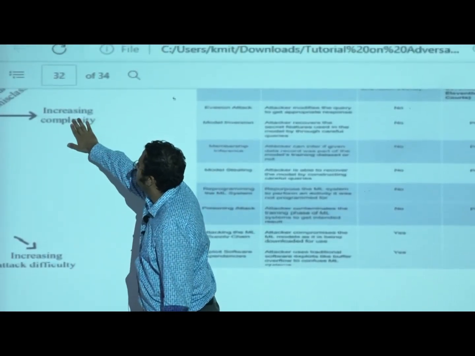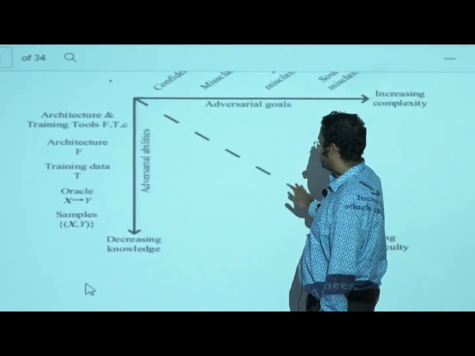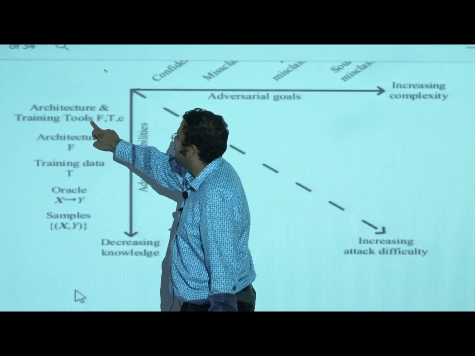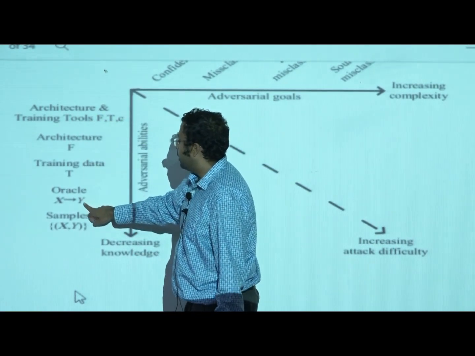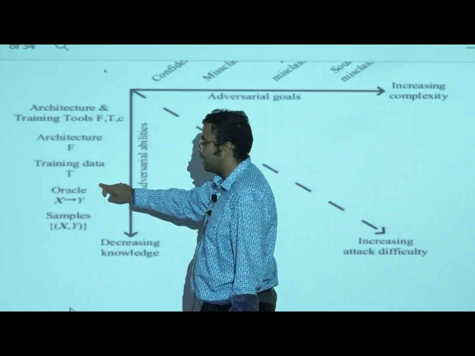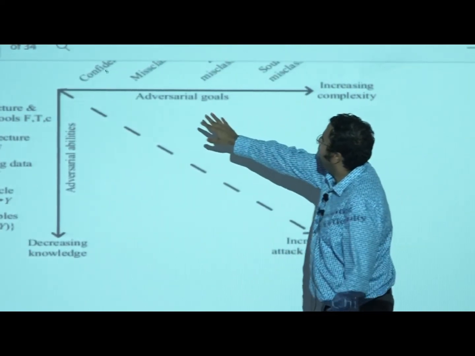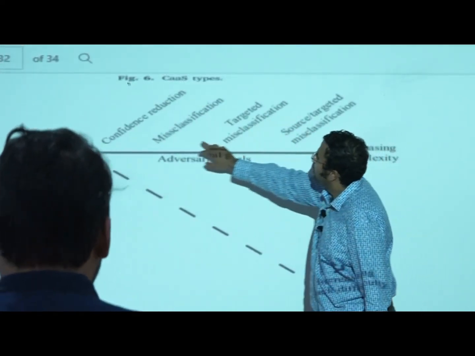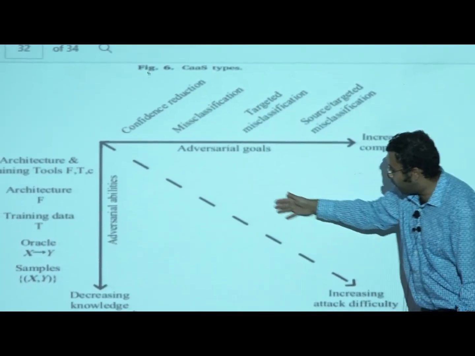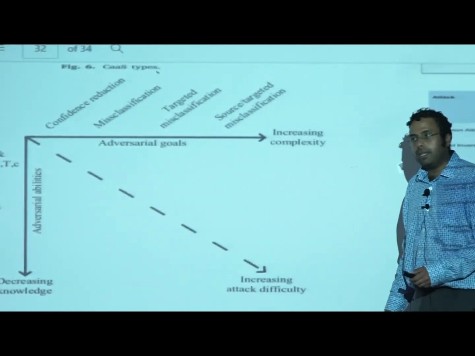Or this one please. Or you can look at the complexity of the model. What sort of information the adversary has: architecture, training data, and then there are different samples, and then this oracle concept, which knows everything. So knowledge of the adversary, and then target of the adversary, adversarial goals, confidence reduction, targeted misclassification, etc. What is the most difficult attack? So this sort of a thing must be created.